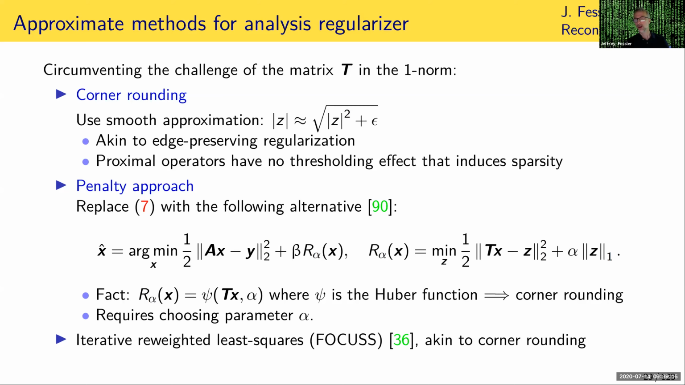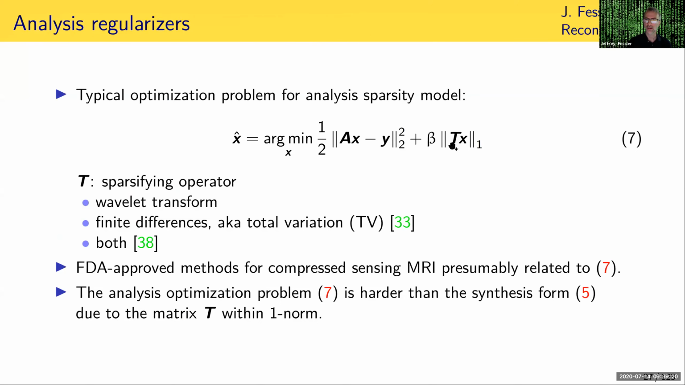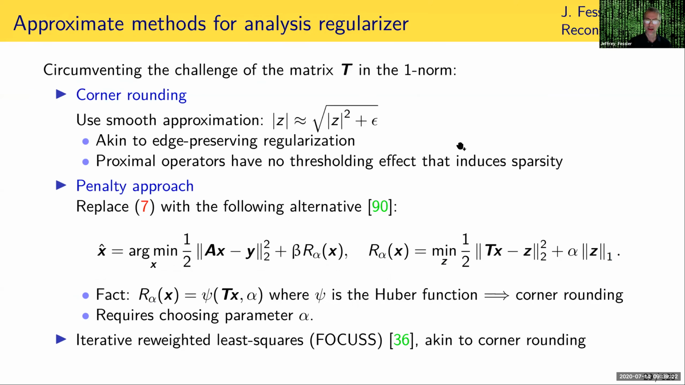An alternative approach is you replace this regularizer right here with a penalty approach that says, I want an image whose transform is close to a vector Z, where I want that vector Z to be sparse. And there's quite a few papers that use this kind of formulation. So we want an image that fits the data, but whose transform is also close to some sparse coefficients.